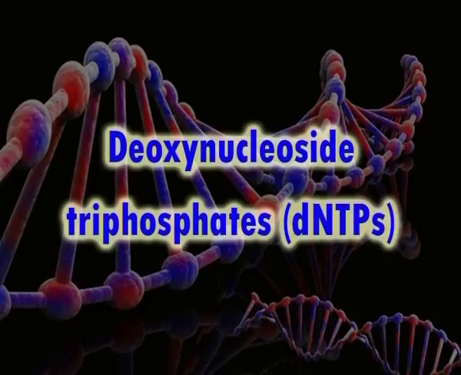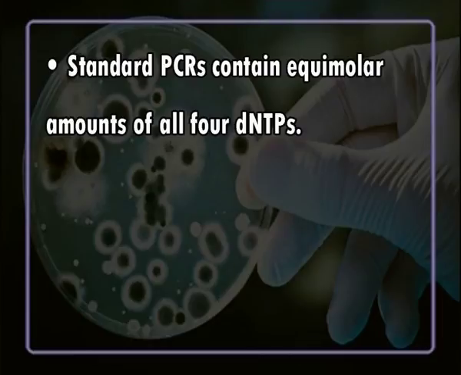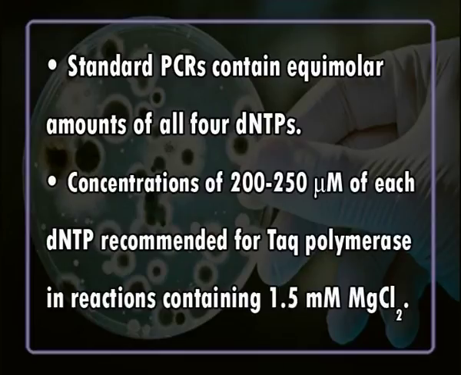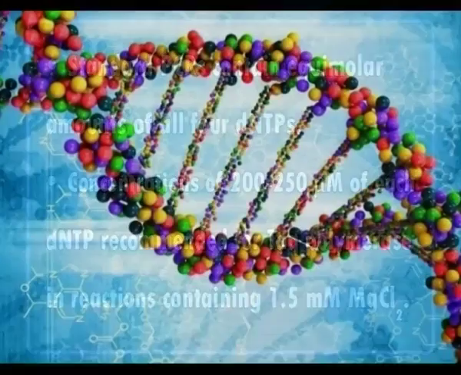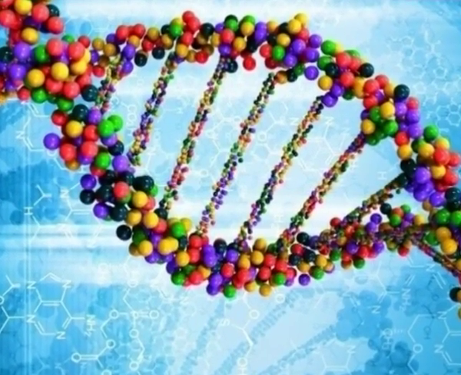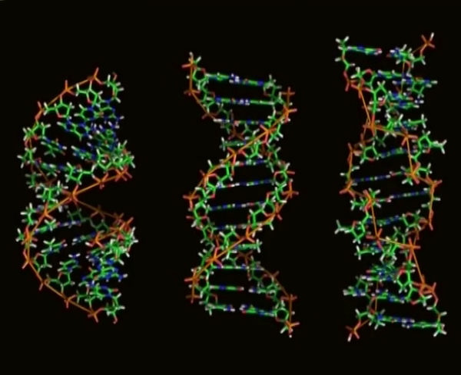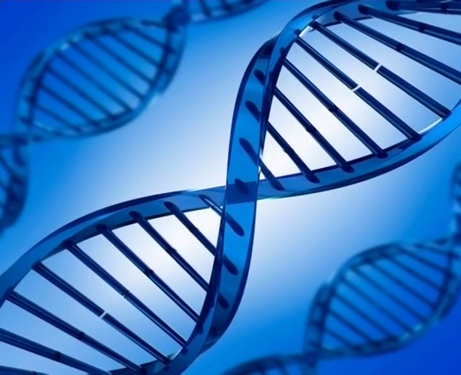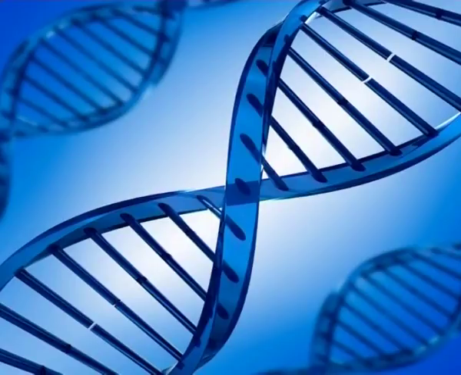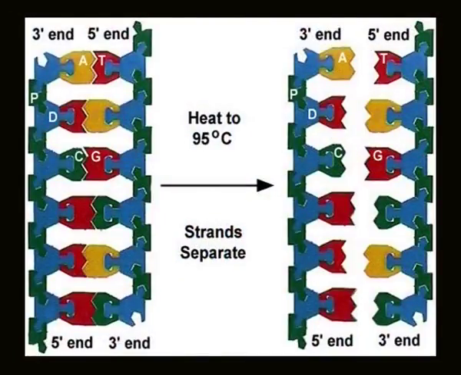Deoxynucleoside triphosphates, dNTPs. Standard PCRs contain equimolar amounts of all 4 dNTPs. A concentration of 200 to 250 micromolar of each dNTP is recommended for Taq polymerase in reactions containing 1.5 millimolar magnesium chloride. In a 50 microliter reaction, these amounts should allow synthesis of 6 to 6.5 microgram DNA, which should be sufficient even for multiplex reactions in which 8 or more primer pairs are used at the same time.